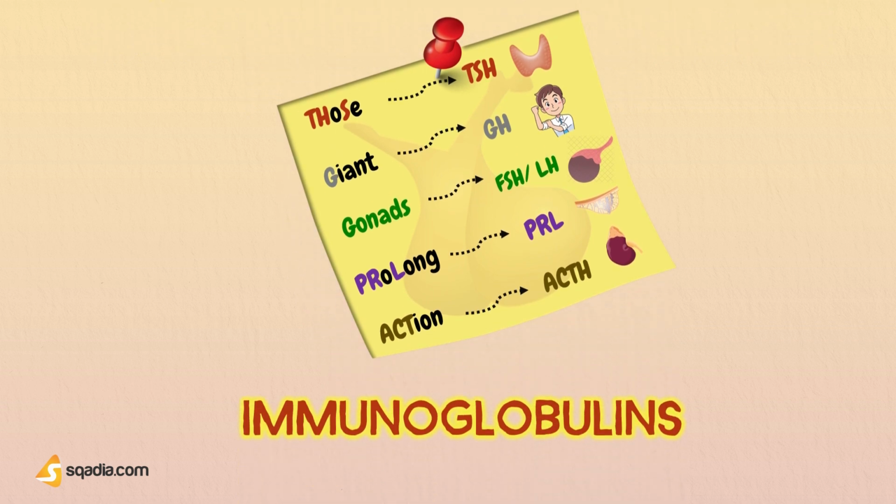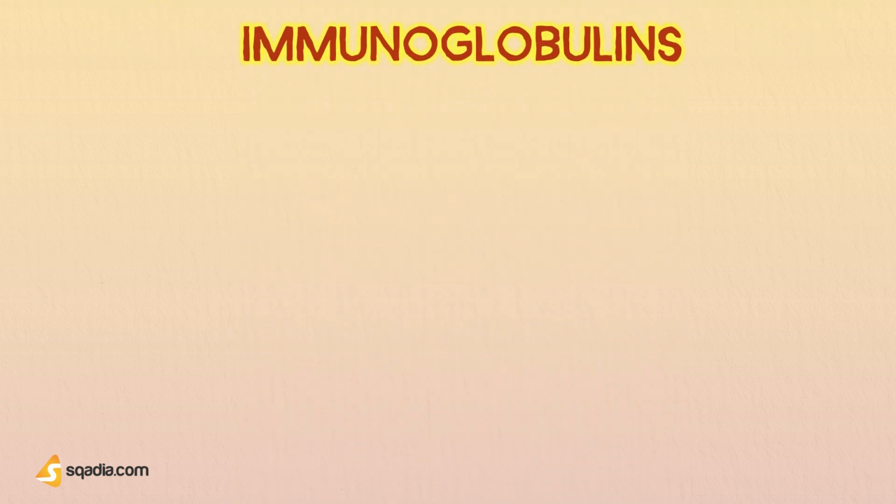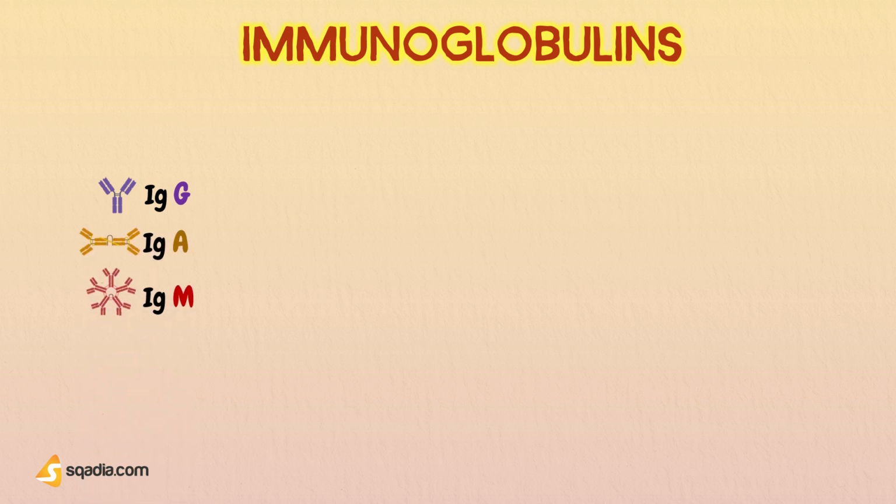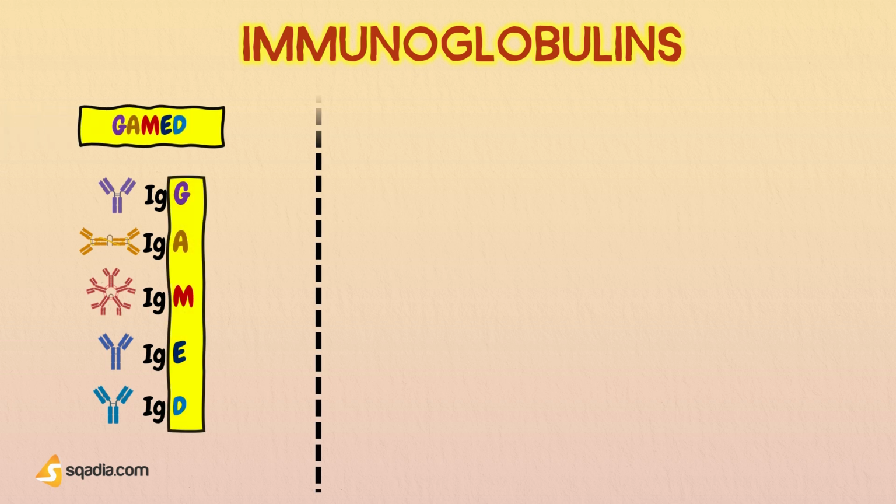Moving forward towards immunoglobulins, also known as antibodies. These are glycoprotein molecules produced by plasma cells. And we also know that there are 5 classes of immunoglobulins: immunoglobulin G, immunoglobulin A, immunoglobulin M, immunoglobulin E, and immunoglobulin D. But I have a very easy mnemonic for you to remember these classes of immunoglobulins, which is GAMED.